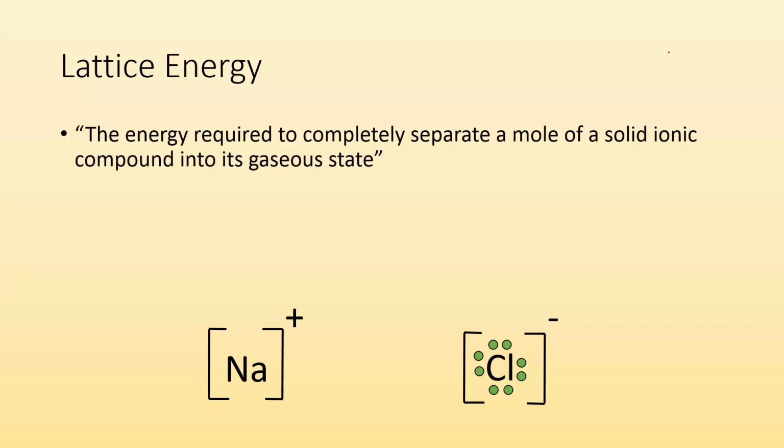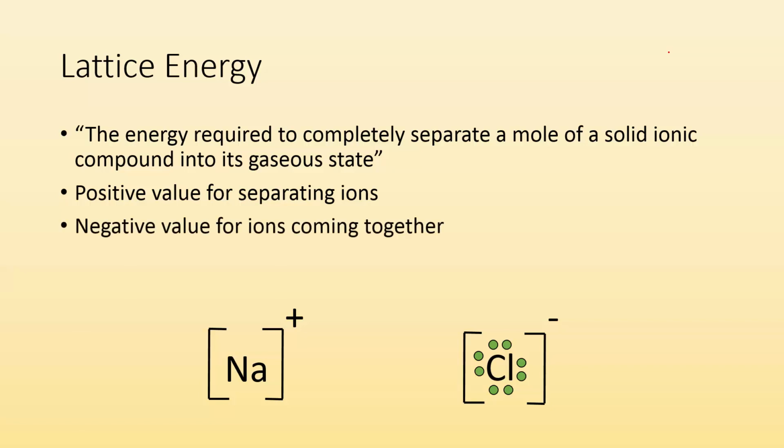So lattice energy, the definition is the energy required to completely separate a mole of an ionic compound into its gaseous state. So you start with a solid ionic compound. How much energy do you have to put in to make it into a gas? Now it's a positive value for separating ions, and it's a negative value for those ions coming together. Because in order to separate them, you have to overcome that attraction. And if they're coming together, they're releasing that energy.